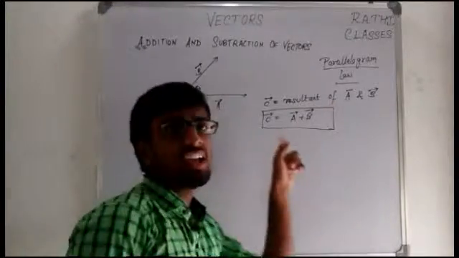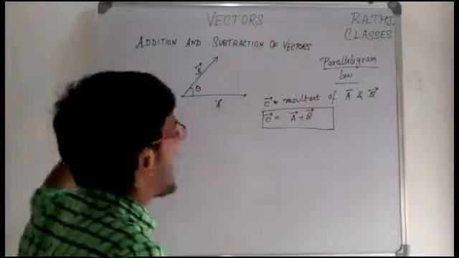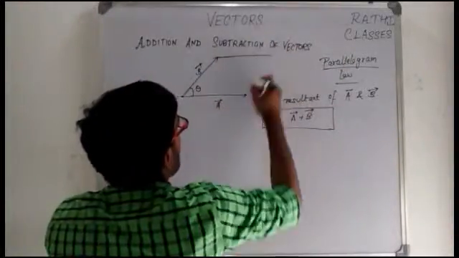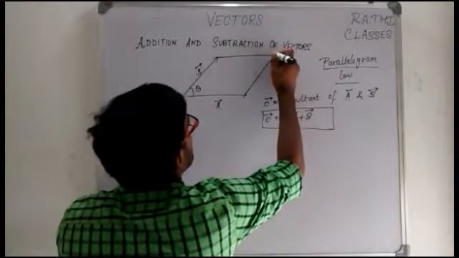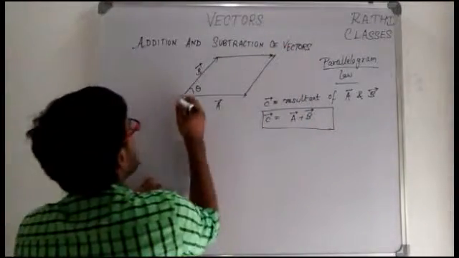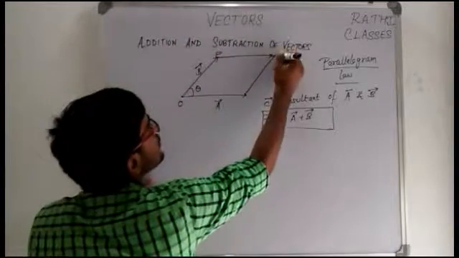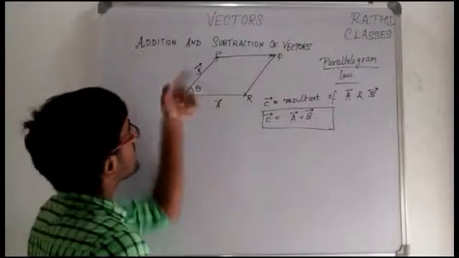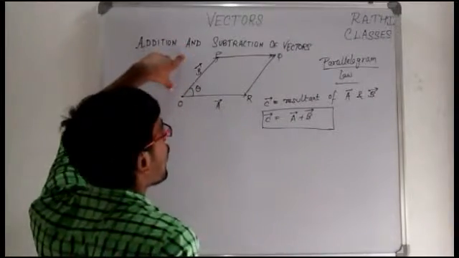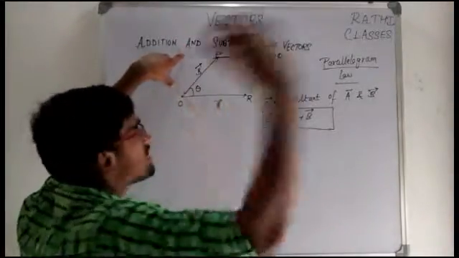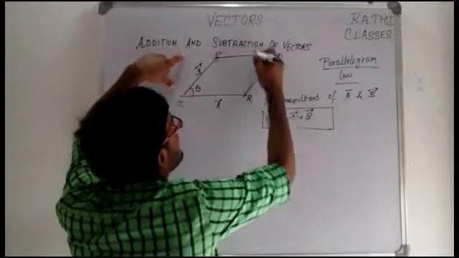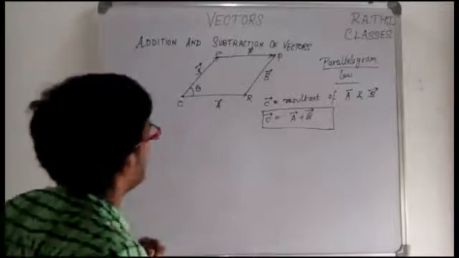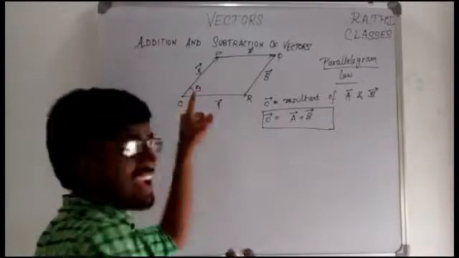This vector C is nothing but the diagonal of this parallelogram. If we complete the parallelogram, say this is O, this is P, this is Q, and this is R, and this vector is A, this vector is B, similarly, by the law of invariance of vectors, I can write that this vector is B and this vector is A, because the parallel shifting of vectors is possible. So this is vector A, this is vector B, and this is the angle theta between the two vectors.